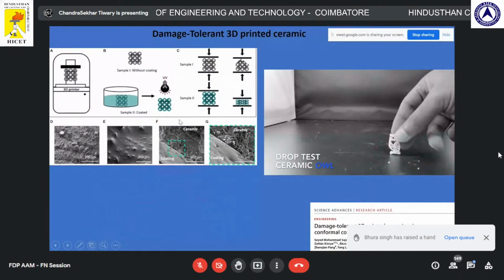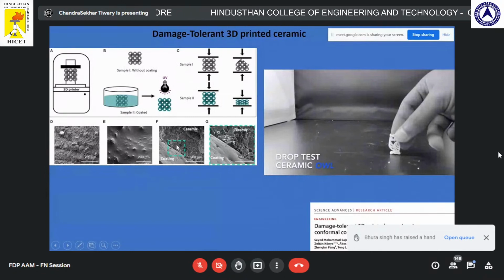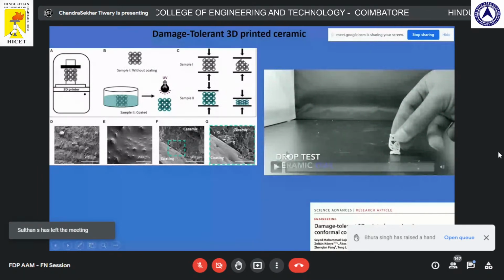I'll move next to 3D printing ceramic. What we do is we 3D print ceramic, and then while printing, we coat it with a very thin layer of polymer, and then we dissolve it. Now we have a 3D printed ceramic with an interface where the ceramic is diffused with a very thin carbon layer on top. And in general, ceramics are very brittle.